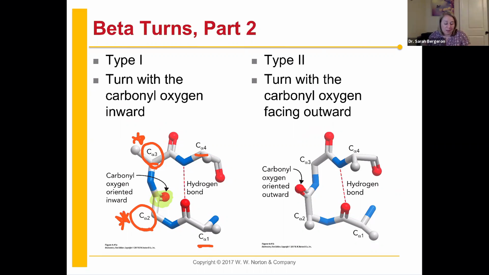And then what's going to stabilize it is once it makes that turn, then you're going to have this carbon 4, and we're going to have a hydrogen bond between the nitrogen there and the carbonyl of carbon 1. So we have lots of stabilizing interactions there that allow that turn, once it's happened, to keep it stable. And that same hydrogen bonding occurs in type 1 and it occurs in type 2.